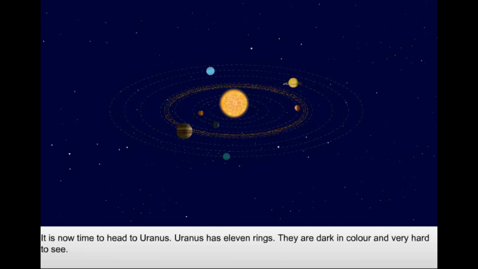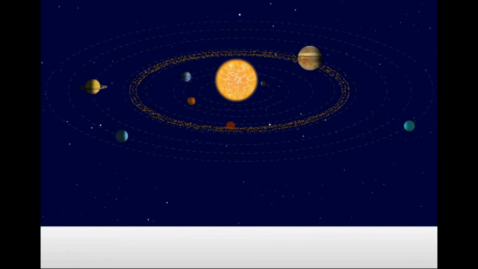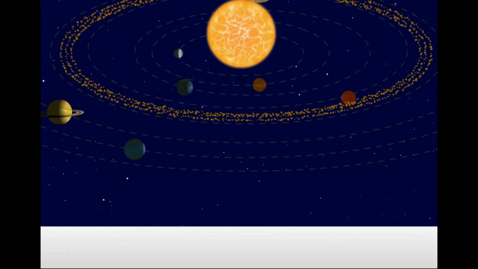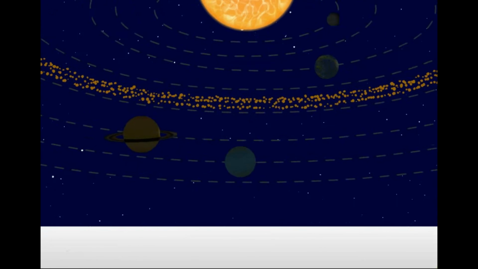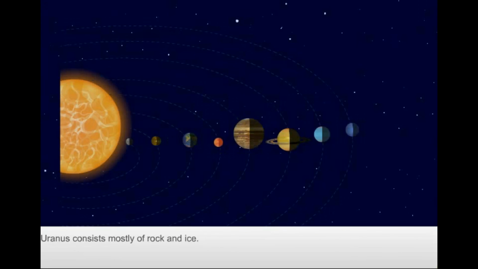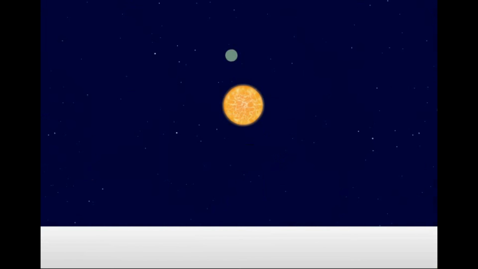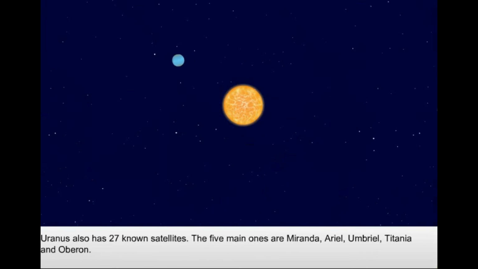It is now time to head to Uranus. Uranus has 11 rings. They are dark in color and very hard to see. Uranus consists mostly of rock and ice. Uranus also has 27 known satellites. The 5 main ones are Miranda, Ariel, Umbriel, Titania and Oberon.